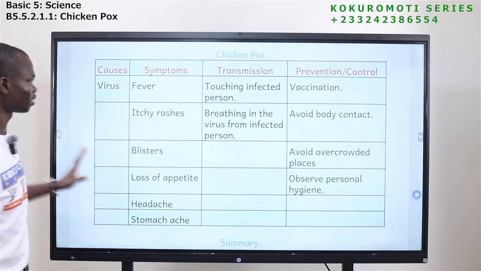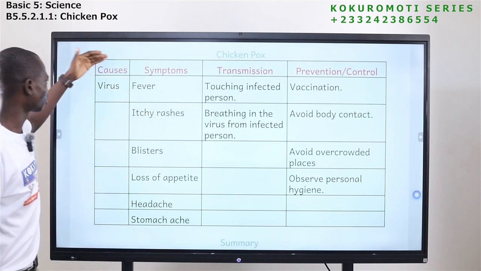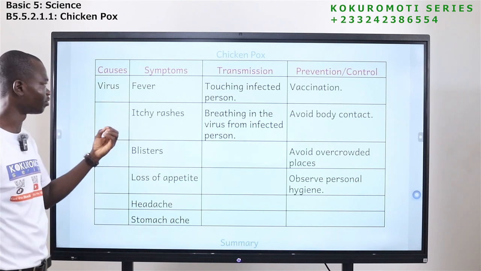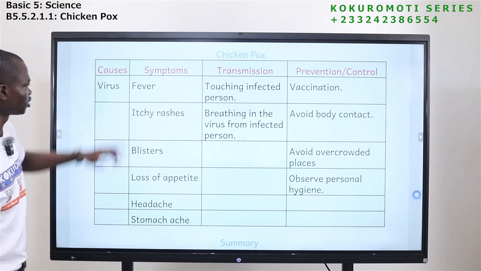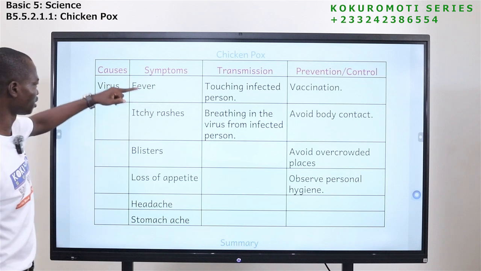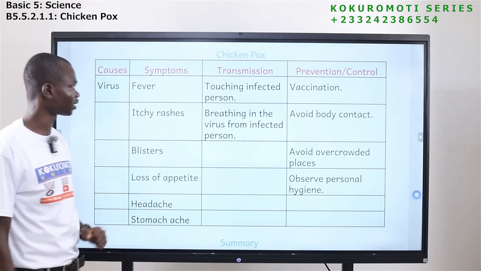Now, let's look at the summary. We have learned about chickenpox. Cause: it is caused by a virus. We know the name of the virus, varicella zoster. Symptoms, the things that will show that you have chickenpox: we have fever, itchy rashes, blisters, loss of appetite, headache, stomach ache.